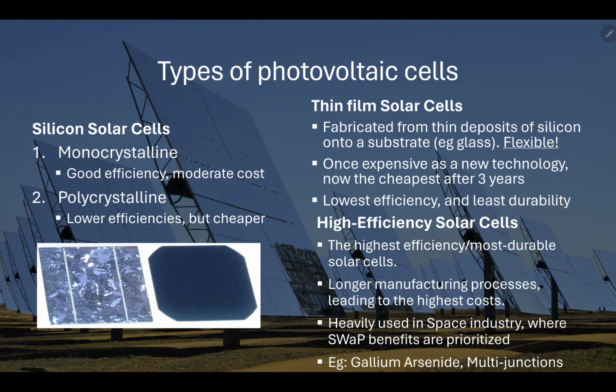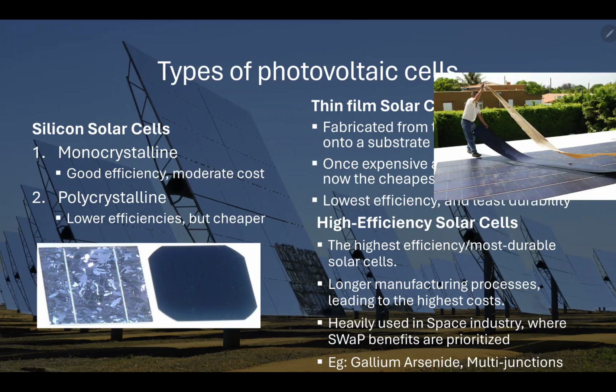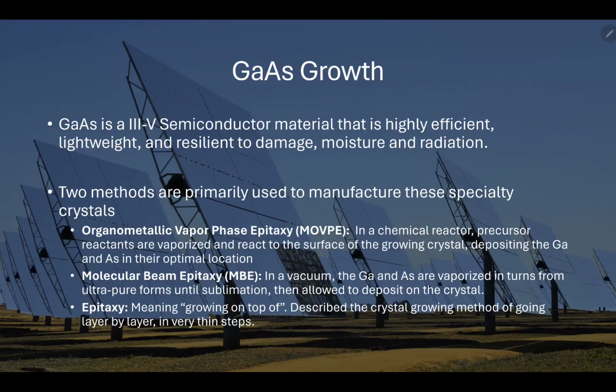This is a picture of the thin film solar cells. As you can see, flexible. What we're going to be talking about today is gallium arsenide, which is a 3-5 photovoltaic cell, which is highly efficient, lightweight, and resilient to damage, moisture, and radiation.